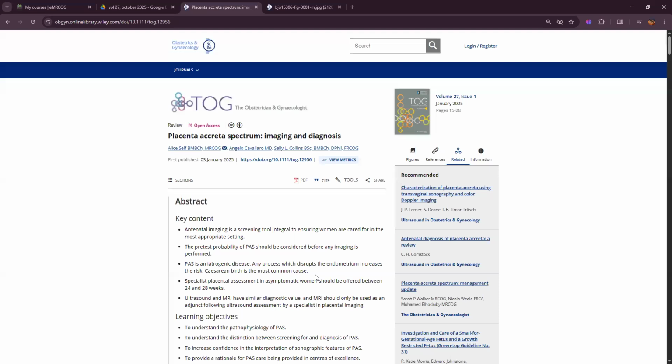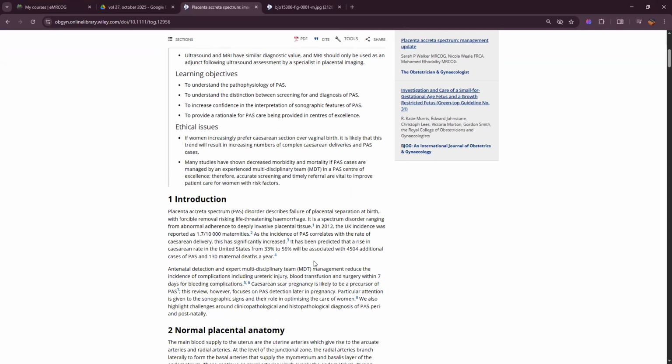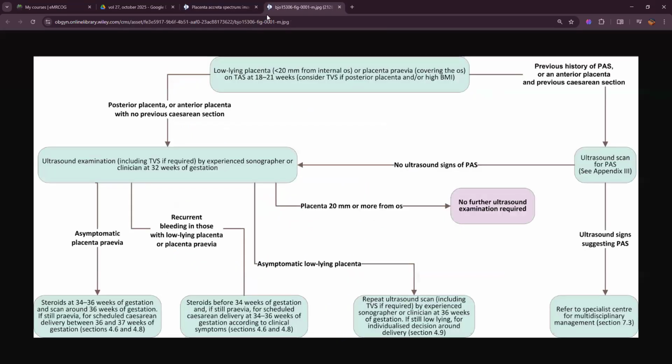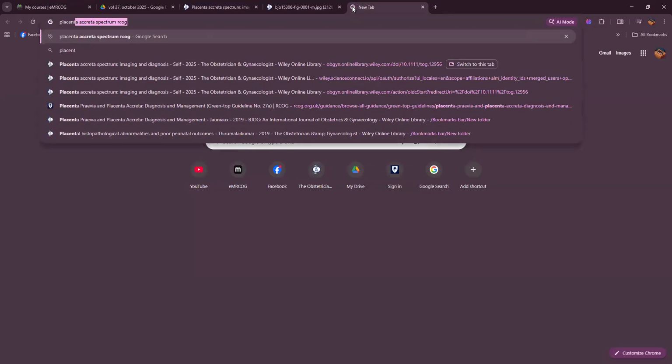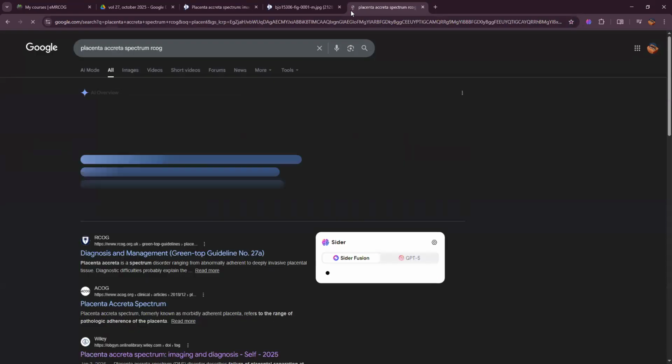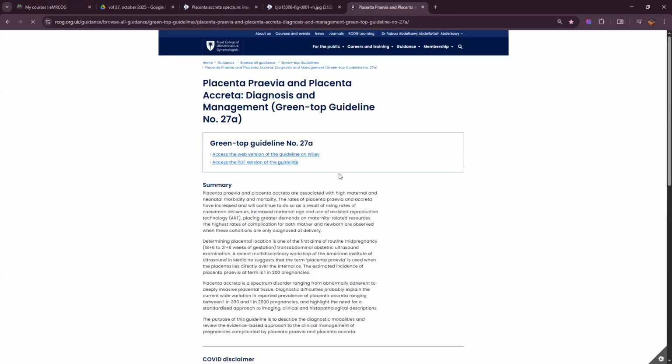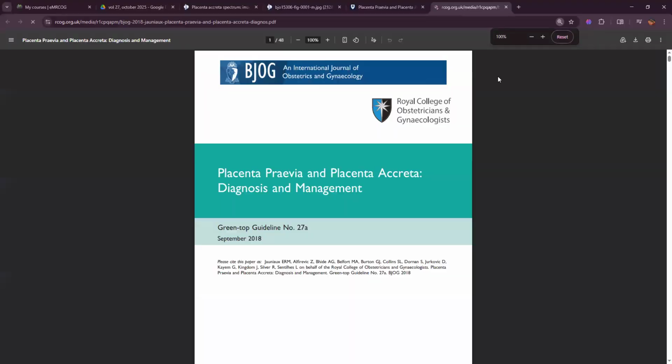So if you have no idea about how to diagnose a placenta accreta spectrum, you should go through this one, or you should go through the guideline itself. You can find it, it's for free. You are just going to type placenta accreta spectrum or COG, and you are going through the website. You can download the PDF, you can view it as a web version, whatever you want. Let me show you the PDF. This, guys, is very old, but gold. So far, we are following this guideline, and the questions are based on this guideline.